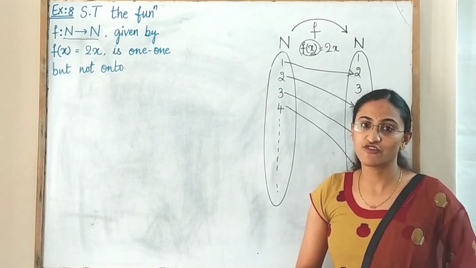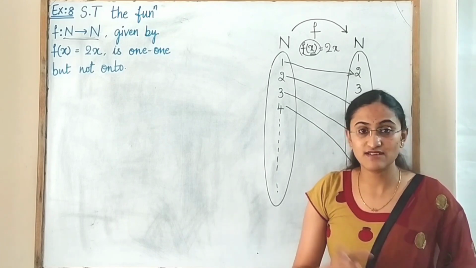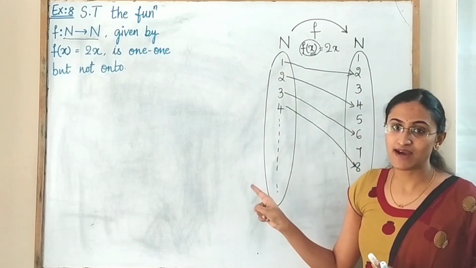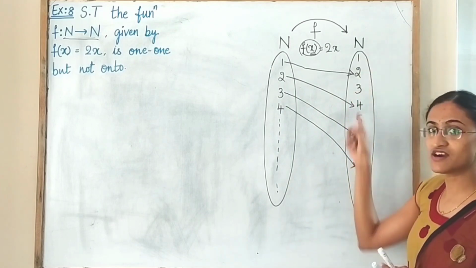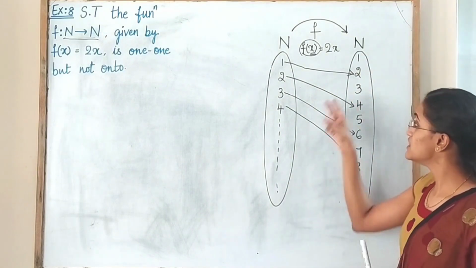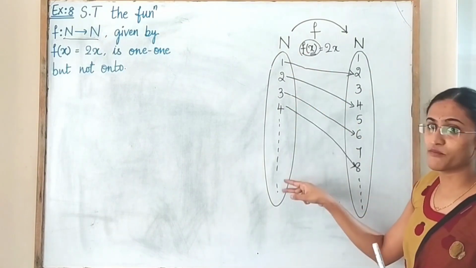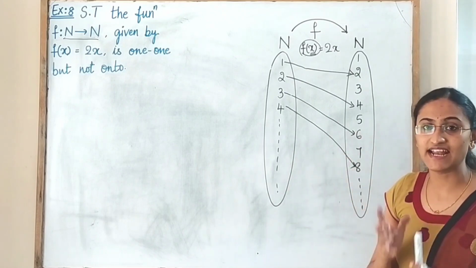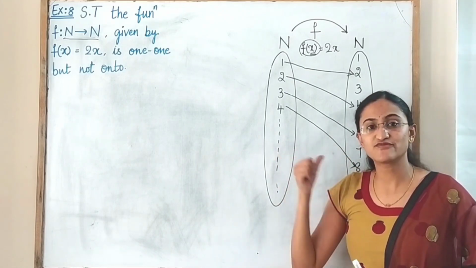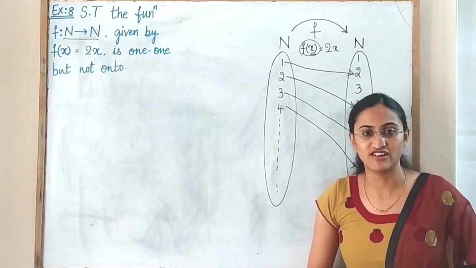Now we shall start with the one-one function. According to the definition of one-one function, different elements of the domain should be mapped to different elements of the codomain. And you can check that no two elements in the domain is having the same image, and hence you can conclude that this function f is a one-one function.